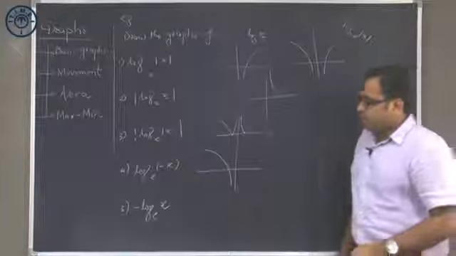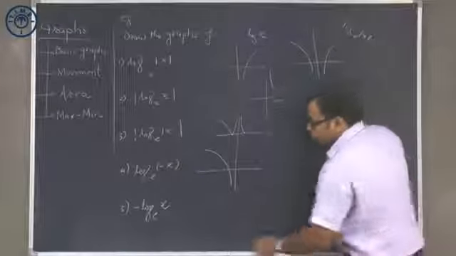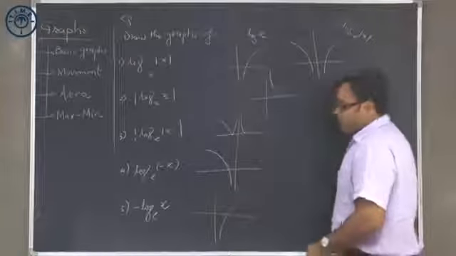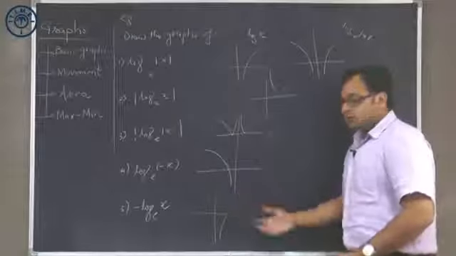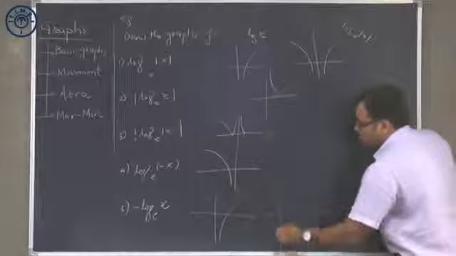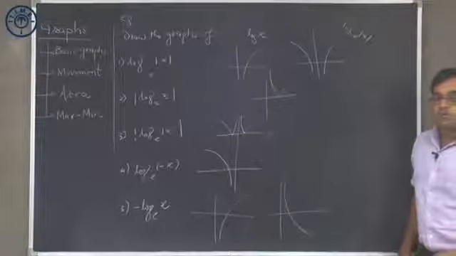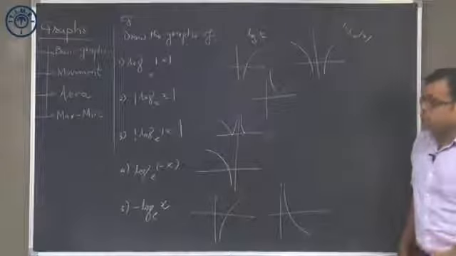And finally, minus log to the base e of x. If this is the graph of log to the base e of x, if I do a minus, this will become inverse of this. So this will become like this. So this will be the graph of minus log to the base e of x.